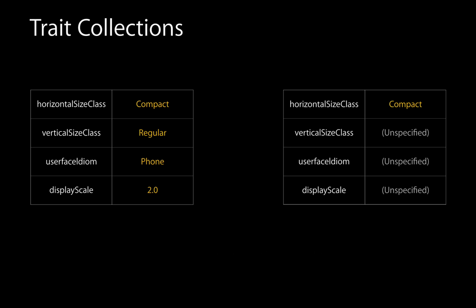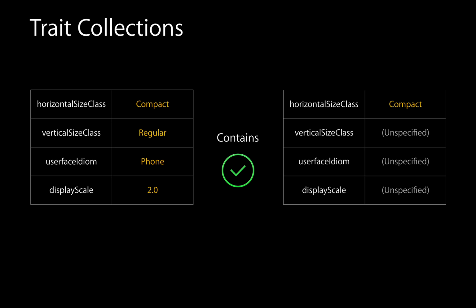Now, one operation that we can perform on multiple trait collections is comparing them to each other. And comparing a trait collection involves asking if one trait collection contains another one. What this means about containment is that for any trait that's specified in the second trait collection, the value of that trait in the first trait collection has to match exactly. So here, the second trait collection only has specified a horizontal size class, and those horizontal size classes are equal, so we'd say that the first trait collection contains the second one.